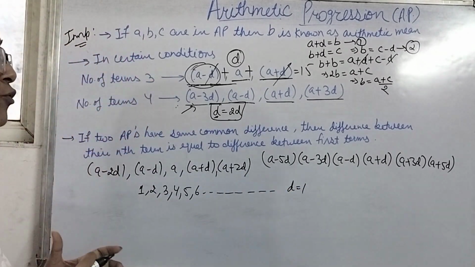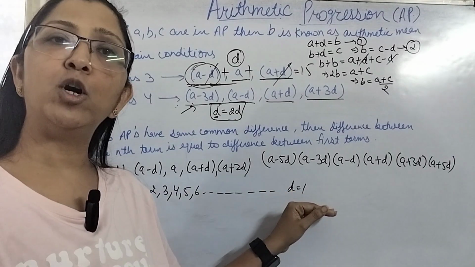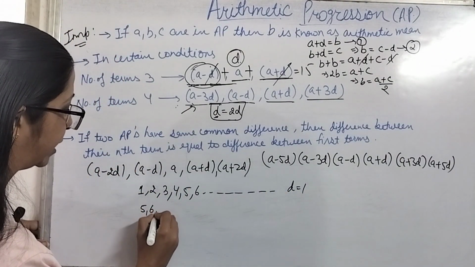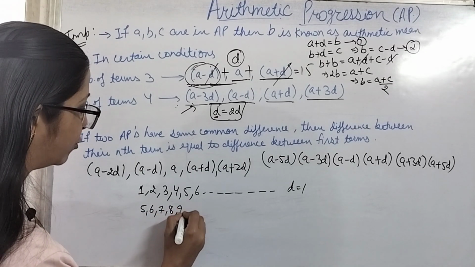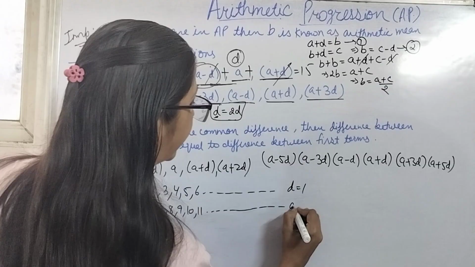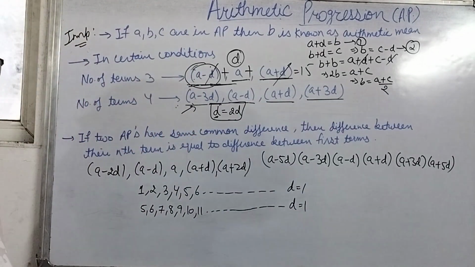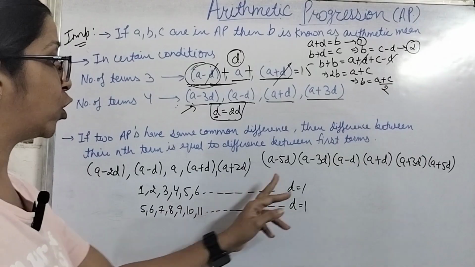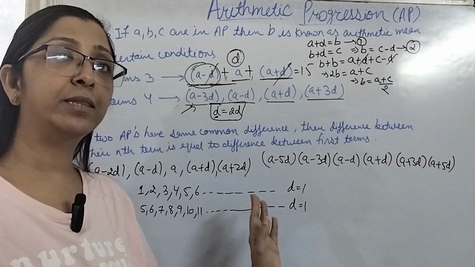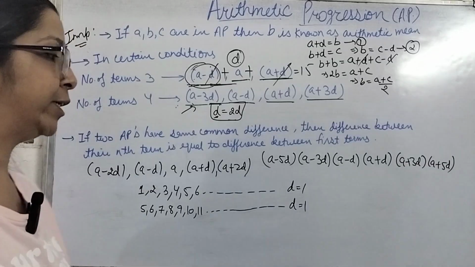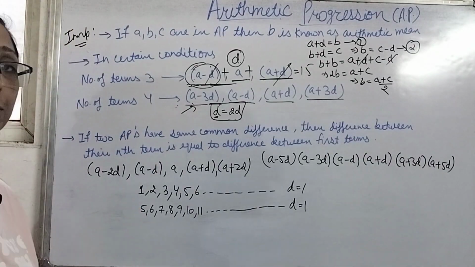So we have to assume one more series with the same common difference only. Suppose our series is starting from 5. Because the common difference should be the same for both series, we have taken this series, and here even your common difference is 1. So what we were saying: if there are two APs in which the common difference is the same, then the difference between their nth terms will be equivalent to the difference between their first terms only.